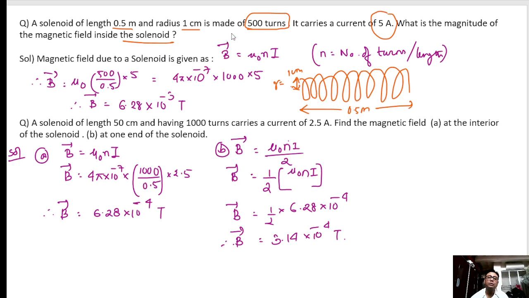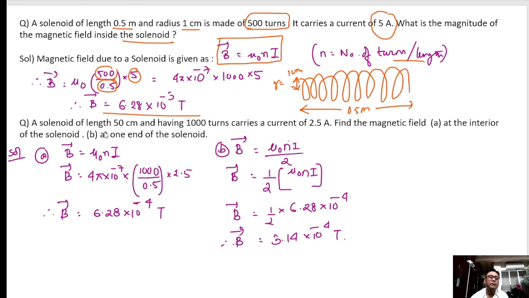So as we know, magnetic field due to a solenoid is given by this formula, mu 0 n i. n is what? Number of turns per unit length. So this is 500 in a length of 0.5 meter. Mu 0, and this is the I. So calculating it, we get this is the magnetic field due to the solenoid.